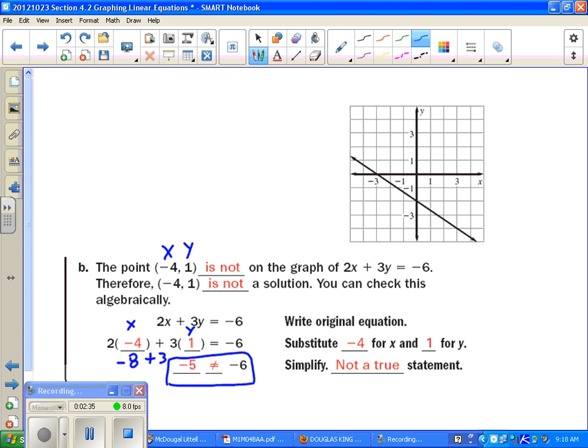Again, when you plot it, -4 tells you to go to the left 4 times, and +1 tells you to go up once. So -1, 2, 3, 4, and up 1. Notice you're close to the line, but it doesn't pass through that point. That's why it's not a solution.